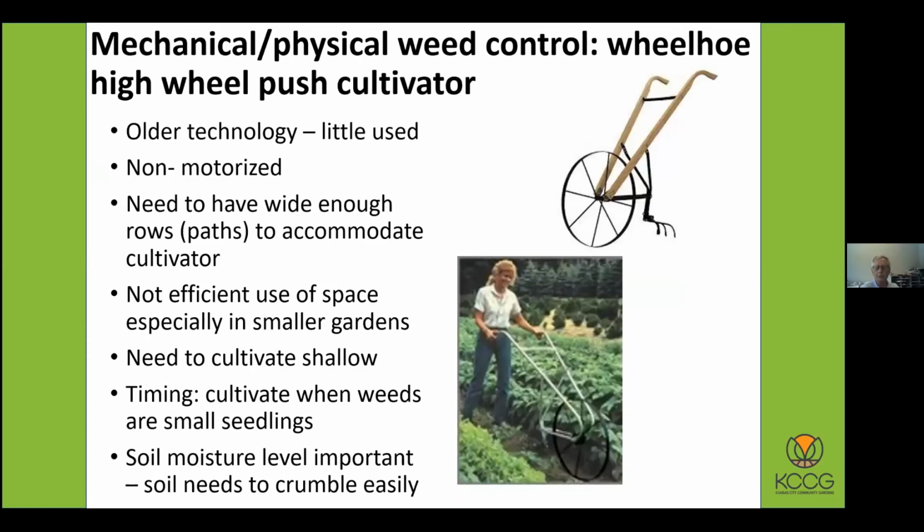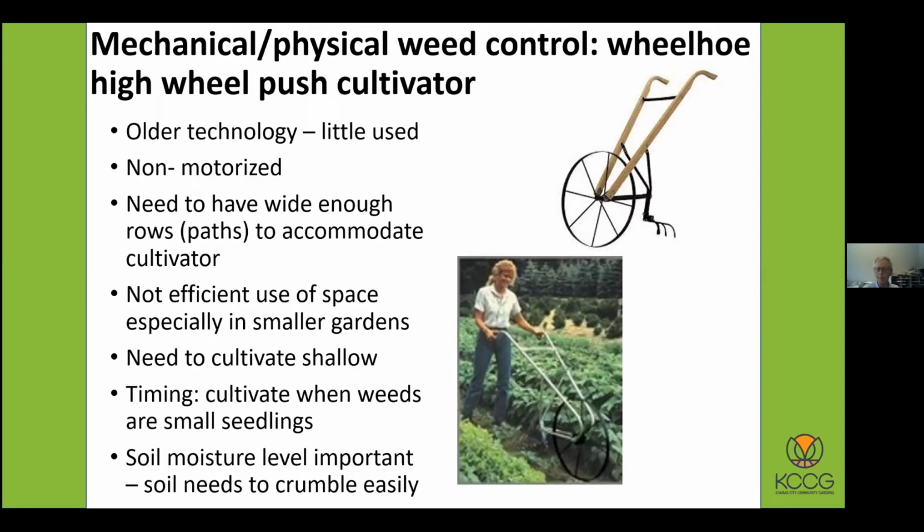There's also kind of an older technology here. It's mechanical. It's called the wheel hoe. Sometimes it's called the high wheel push cultivator. Looks like kind of a little plow type thing. I've actually used these before. We have a couple of them here at the community gardens. If any of our group gardens ever want to try to borrow one, because they have a big garden, they could try it. Doesn't have a motor, not used as often.